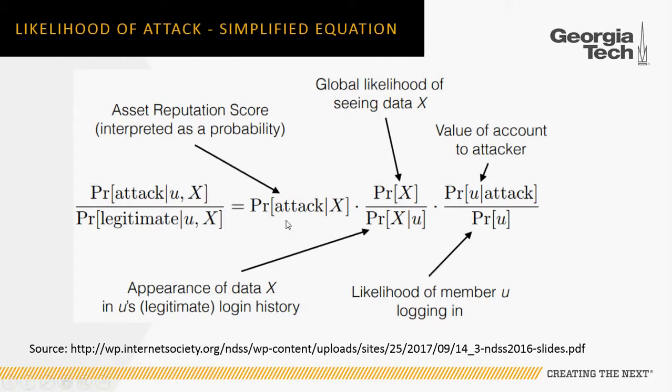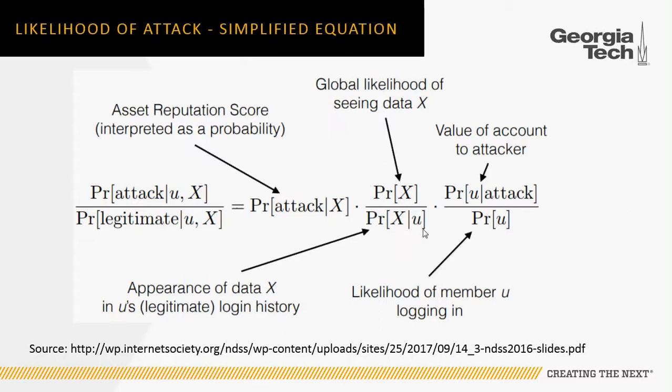This part is the probability of attack with feature X, because it's usually not readily available, as we discussed in last slide. This can be replaced with the reputation score. And this probability of X is the global likelihood of seeing data X. Clearly, when you see this feature a lot globally, like from other user accounts, that means it's questionable. It's likely someone trying to log in to multiple user accounts.